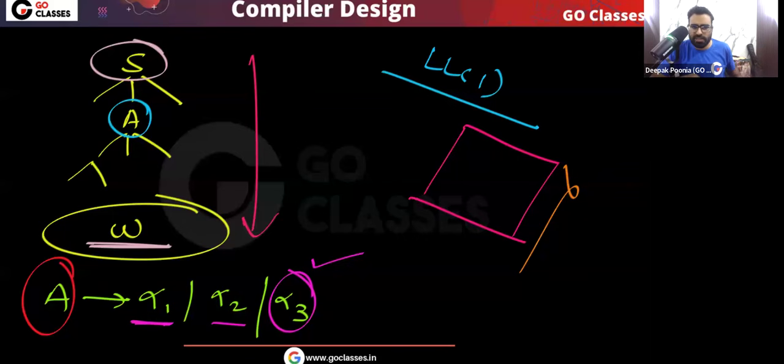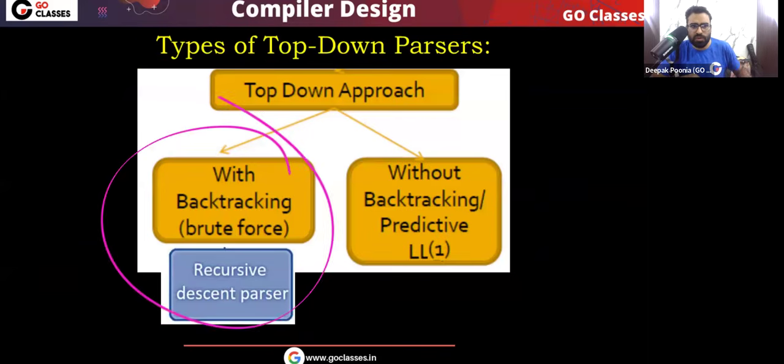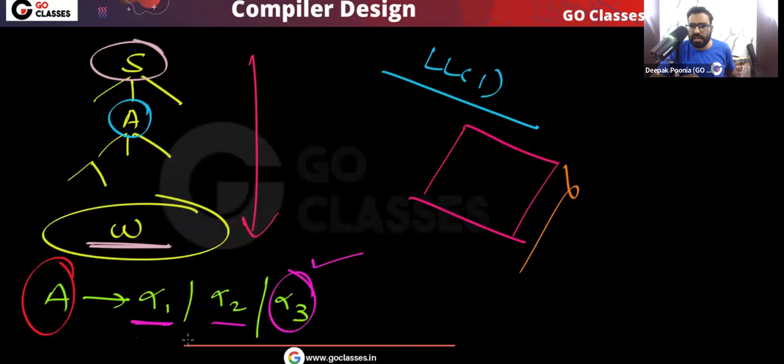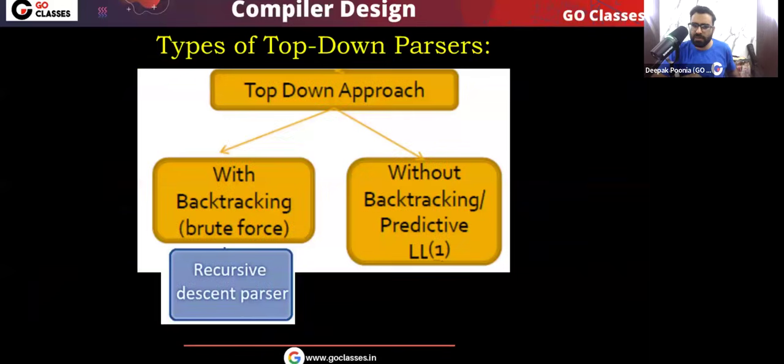So remember, in the recursive descent parser, this is what we do. We apply the brute force approach. Basically we do hit and trial. We just try all these productions one by one. If some production is successful, then we will not try the remaining productions. But if these productions are unsuccessful, then we will backtrack and try the next production. This is your recursive descent approach. Very simple to understand.